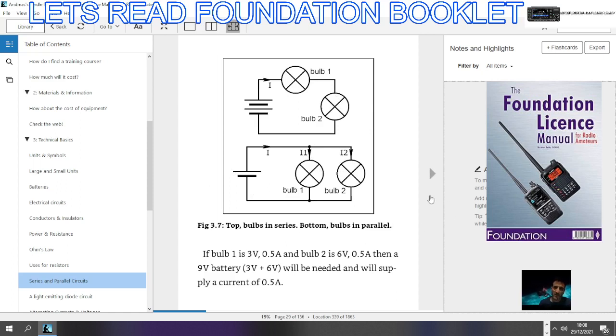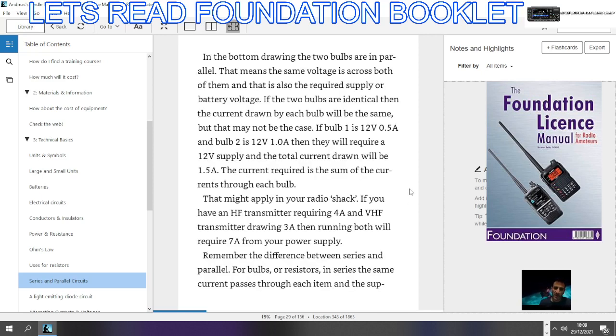There you go. If bulb 1 is 3 volts at 0.5 amp and bulb 2 is 6 volts, 0.5 amp, then a 9 volt battery, 3 volt and 6 volt will be needed and will supply a current of 0.5 amps. In the bottom drawing, the two bulbs are in parallel.